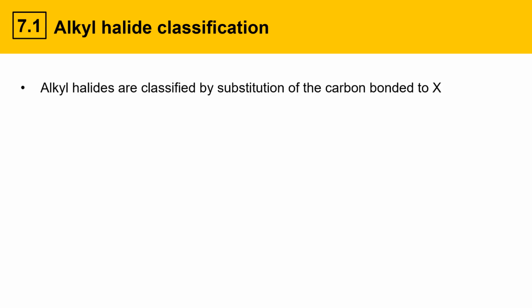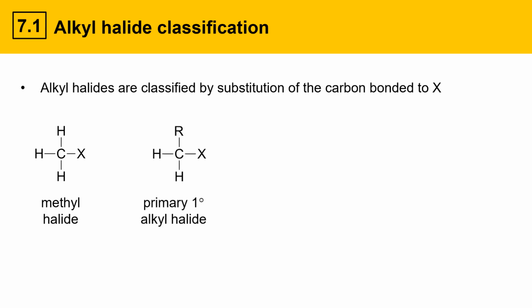So depending on how many carbon groups are attached to the carbon that's bonded to X, that will determine their classification. So methyl halides are one type, and methyl halides have the carbon that's attached to the halogen has 3 hydrogens. Going on to primary alkyl halides, they add a carbon group. So here R is a generic representation of a carbon group. So that's primary, is having one carbon group attached to the carbon that's bonded to the halogen.